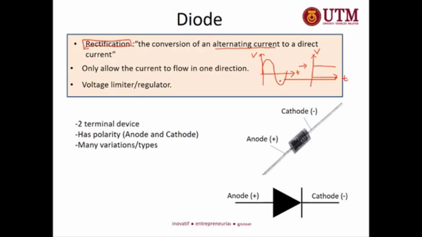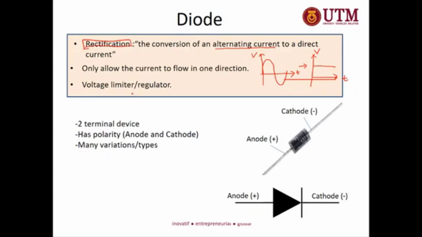Okay, and then related to the rectification behavior of a diode, the second statement that can be associated with the diode is: the diode only allows the current to flow in one direction. And then the third one is voltage limiter or regulator. What is a voltage limiter or regulator? It means that by using the diode, we can fix the output voltage at a certain value. So this is a voltage limiter, or we call it a voltage regulator. Regulator means we regulate at a certain voltage value.